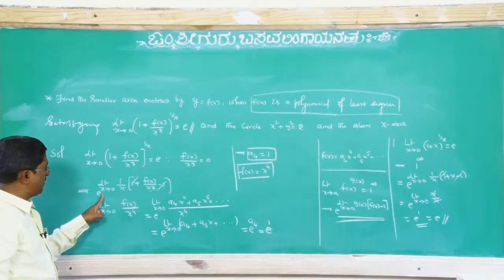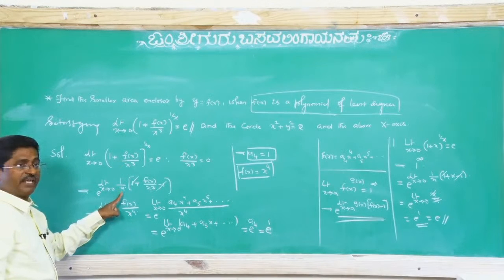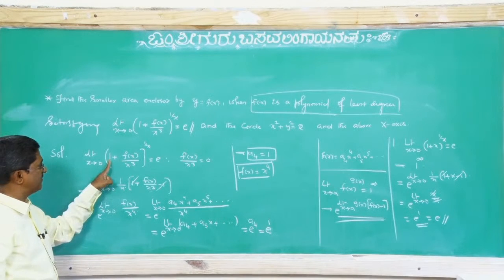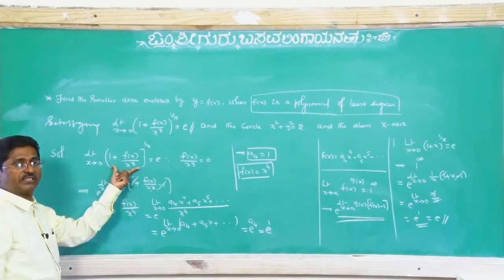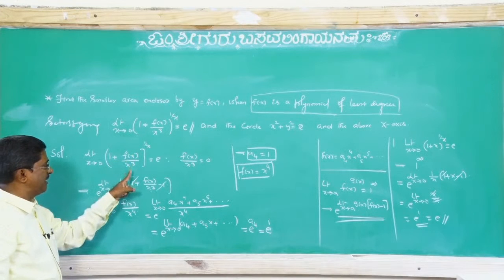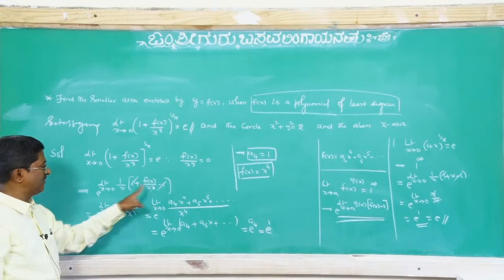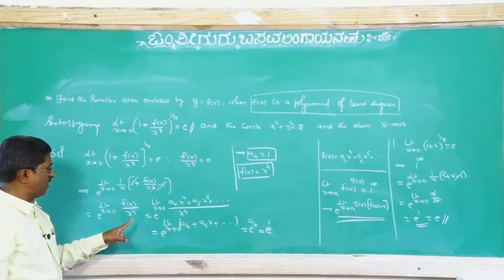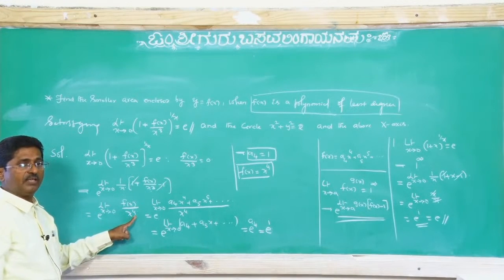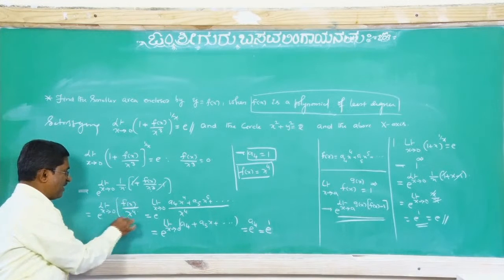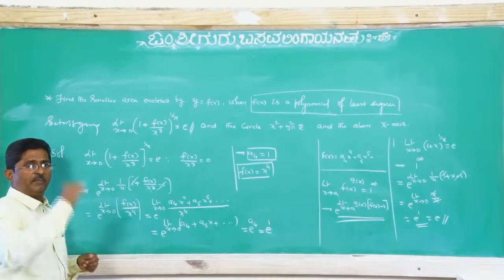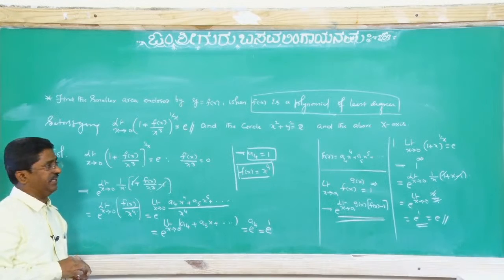Then e power g of x means 1 by x into f of x minus 1. f of x means this total function, 1 plus f of x by x cube minus 1 as x tends to 0. Minus 1 plus 1 get cancelled, f of x by x to the power of 4. Now, in this case, we have to determine the minimum polynomial of the function.